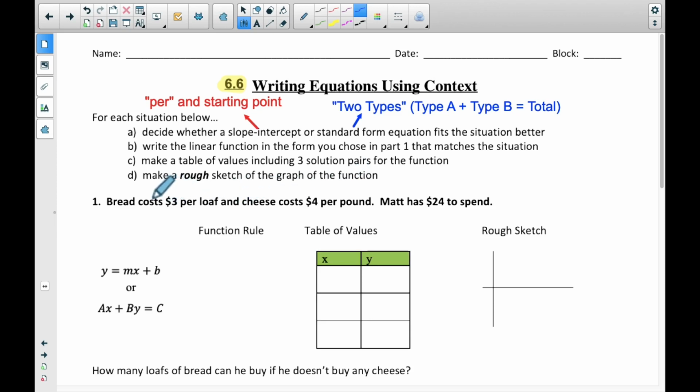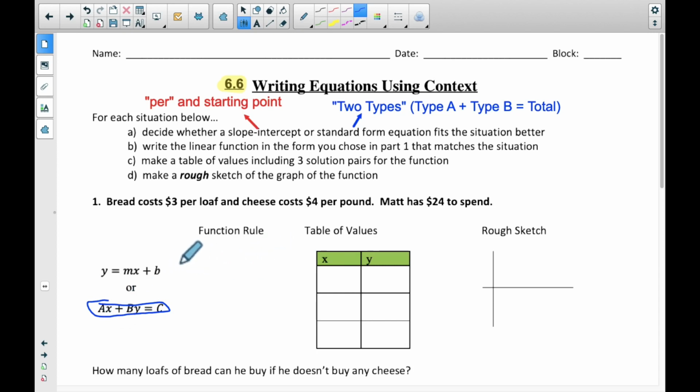All right, so to start with number 1, bread costs $3 per loaf and cheese costs $4 per pound. Matt has $24 to spend. So we have to decide which form is it. I think if you think about what I just said about how type A plus type B is equal to the total, that's kind of what's going on here. We have bread, we have cheese, we have a total cost. So this is going to be standard form, AX plus BY equals C.